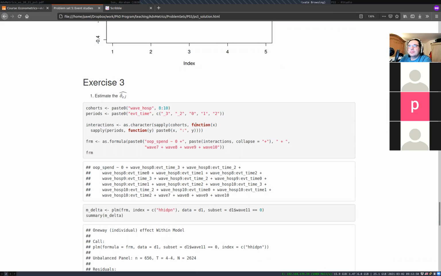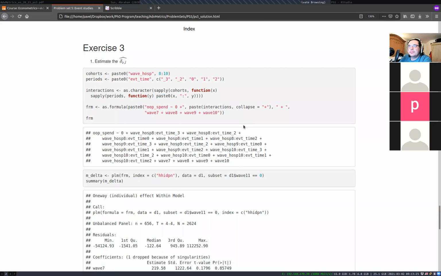And now we just loop through the cohorts, then loop through the periods, and put them together, separated by a colon. And that is used to denote an interaction in R. And then I add the outcome variable, remove the intercept and the time dummies to get this formula here with all the interactions we want and all the time fixed effects here. And again, individual fixed effects will be taken care of by the PLM function.